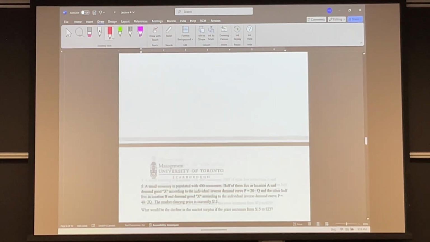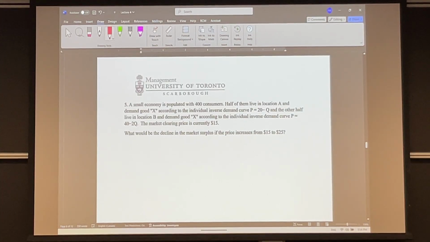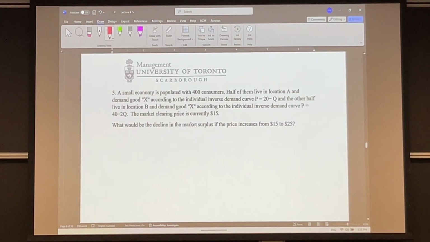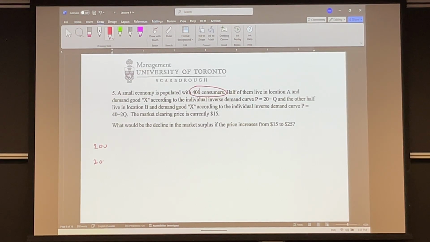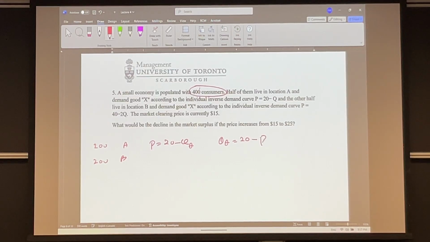Okay, I'll do one more, then we take a break, then we do more. This is the one that had 10 points. See, that's 16. See how long it will take to do it? There are 400 consumers, split equally between A and B. That's the inverse demand for A. That's the actual demand for A.